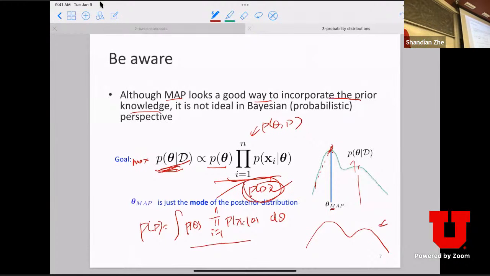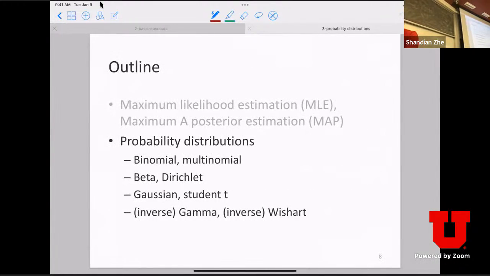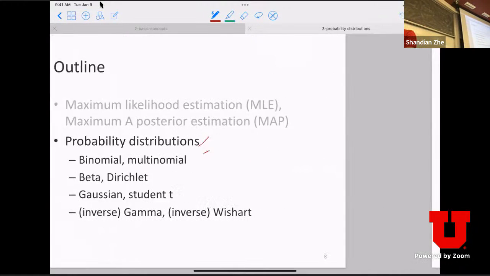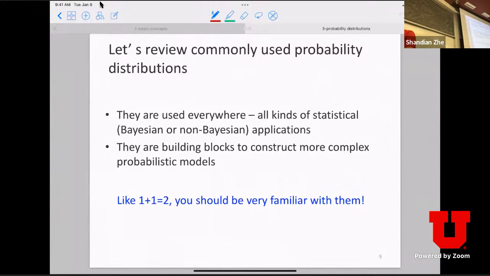Any other question? Okay. So now let us talk about different probability distributions. They are used everywhere. I'm going to stress this point as well. In all kinds of statistical applications, no matter Bayesian or non-Bayesian, they are building blocks to construct more complex probabilistic models. So like 1 + 1 = 2, we should be very familiar with that.